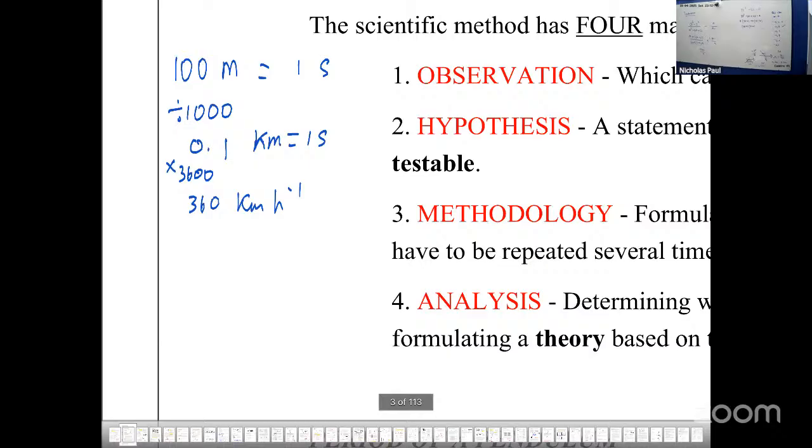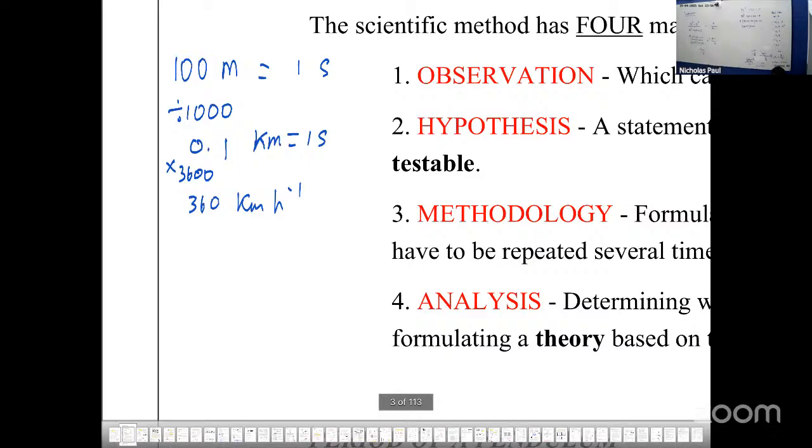Okay, so from 100, 100 multiplied by 3,600, then I get the same answer. Same thing, just a different order. Are you okay with that? Anyway, so 100 meters per second is 360 kilometers per hour.